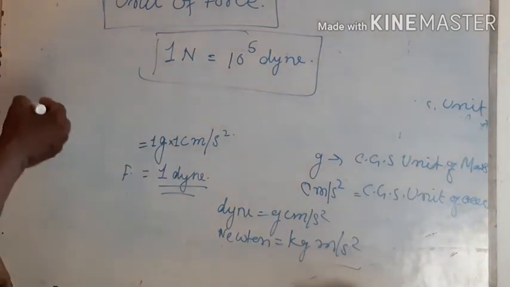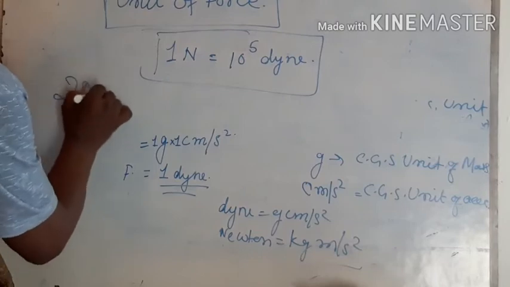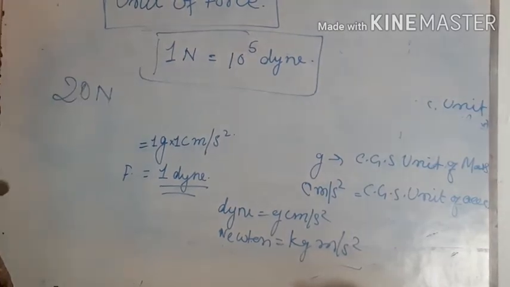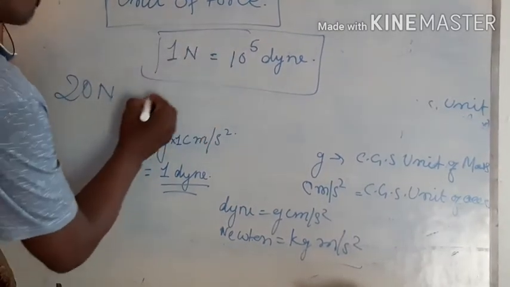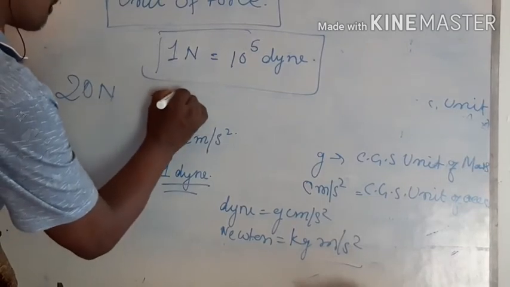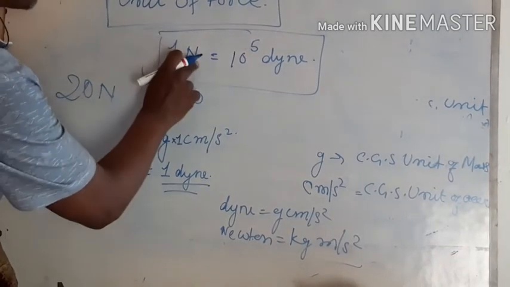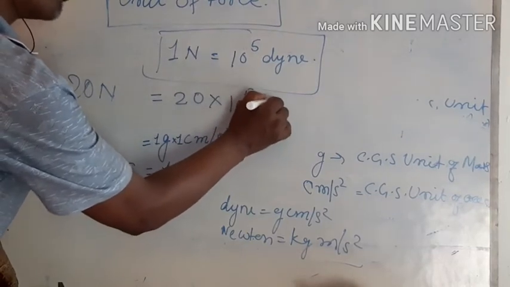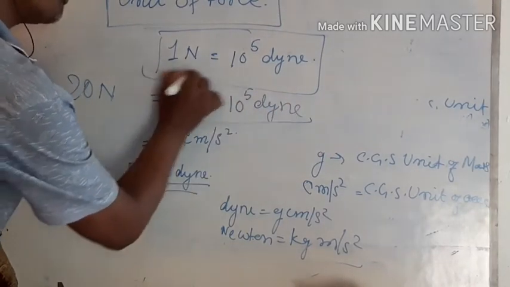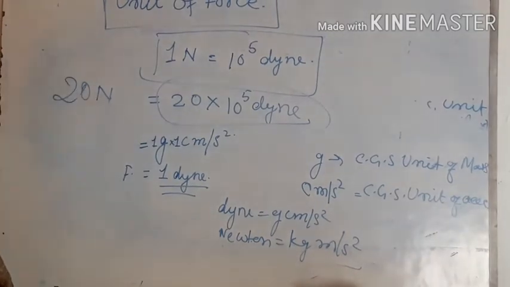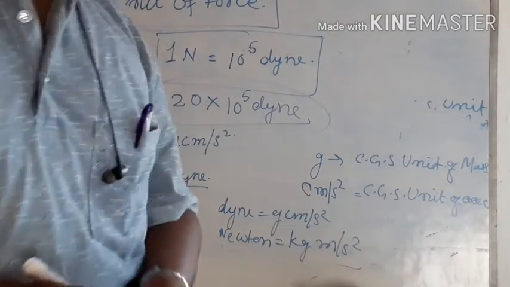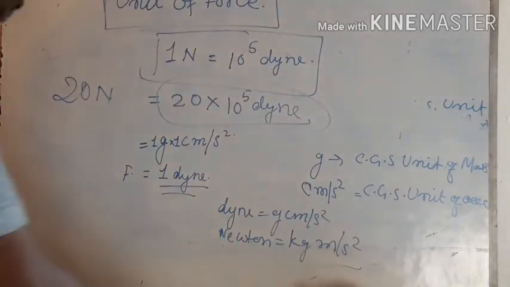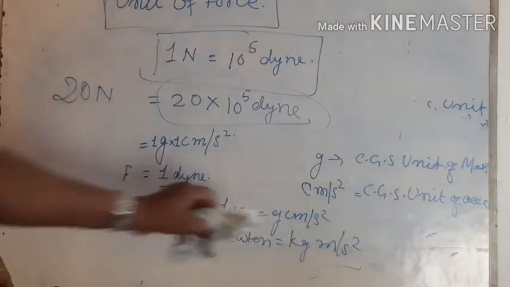Say there is a 20 newton force and you are asked to change it into dyne. So 20 newton force will be equal to 20, और newton की जगह में क्या लिख देंगे, multiplied by 10 to the power 5 dyne. Now this is converted into dyne and this was in newton. So 20 into 10 to the power 5 dyne is the result. So that's all for today, students.